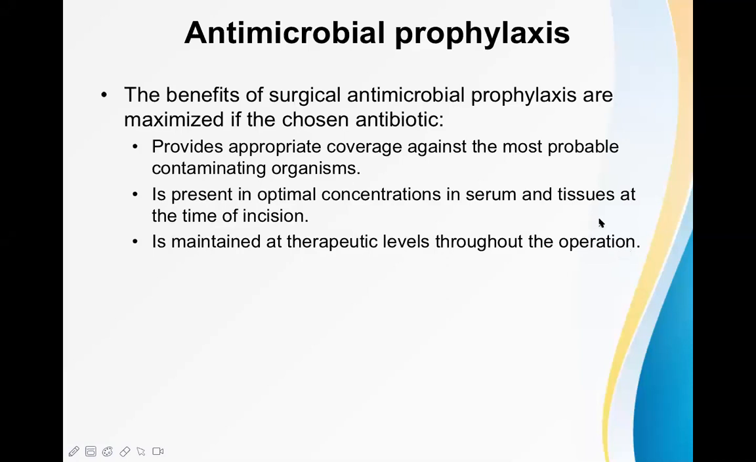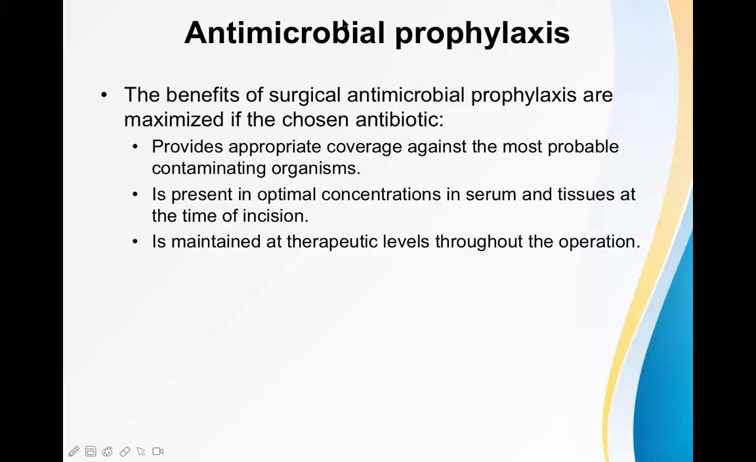We're talking about surgical site infection and what is the role of antibiotic prophylaxis. You know the meaning. Antibiotic prophylaxis is provided before the surgery. If there is a good risk of surgical site infection, then we provide those antibiotics so that the chances are minimized or the infection doesn't occur. There are certain principles of providing antibiotic prophylaxis, so we should know that first. If we provide appropriate coverage against the most probable contaminating organism, then it will work very nicely.